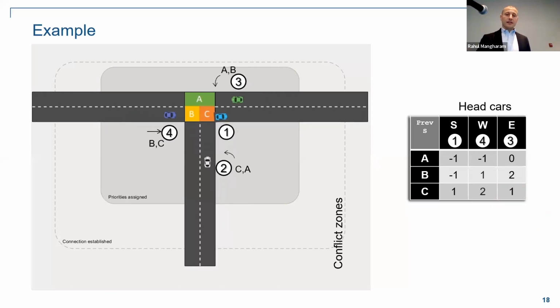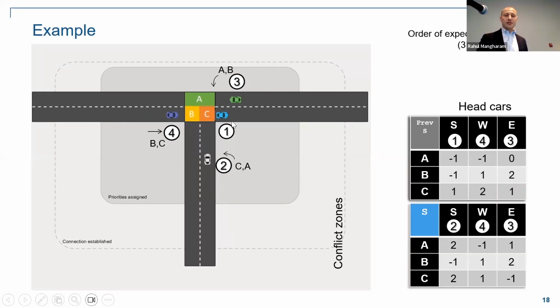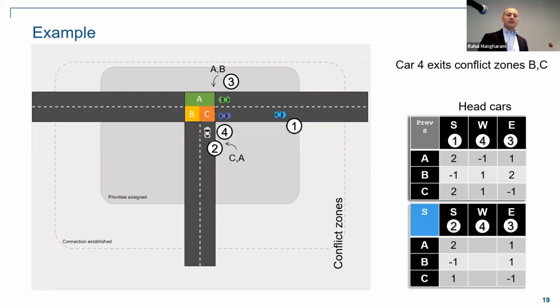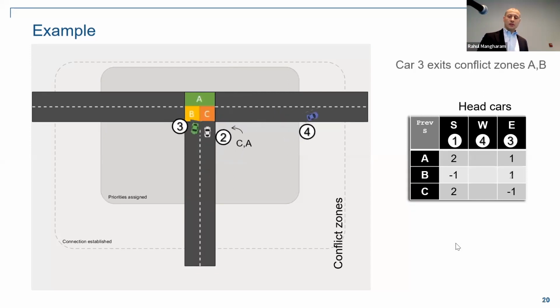So we keep going, and car one now exits the intersection. Car four will be conflicted with car three for zone B, but their priority has already been assigned because car four has gone faster, and so has priority one for B and C. Eventually, car one and four traverse the intersection, so they are out of the assigned priority tables. Then we are only left with car three and car two, and in this case the priority is quite clear. Car three has to go first and car two next. And eventually they will all go through the intersection.